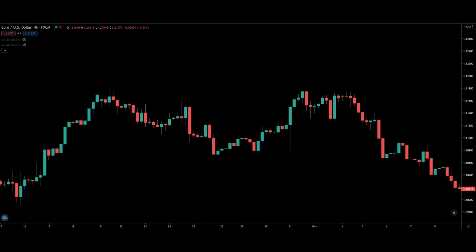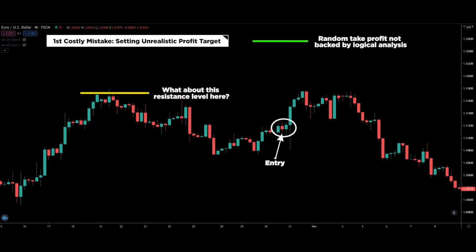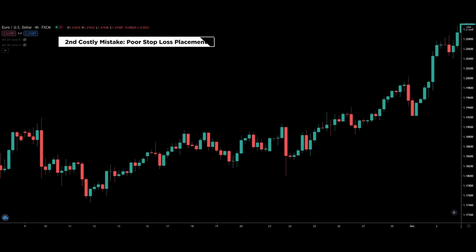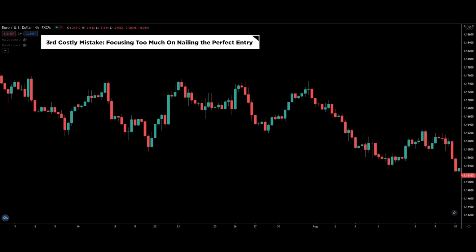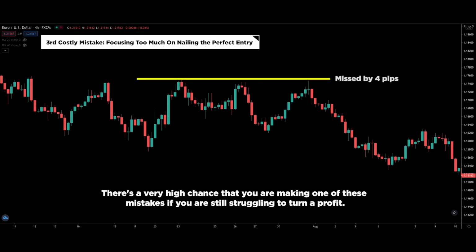So here's a quick summary of the 3 costly price action trading mistakes that most retail traders make. Number 1, setting an unrealistic profit target. Number 2, poor stop loss placement. Number 3, focusing too much on nailing the perfect entry. There's a very high chance that you are making one of these mistakes if you are still struggling to turn a profit. So make sure to implement the solutions that I've recommended to fix these mistakes.